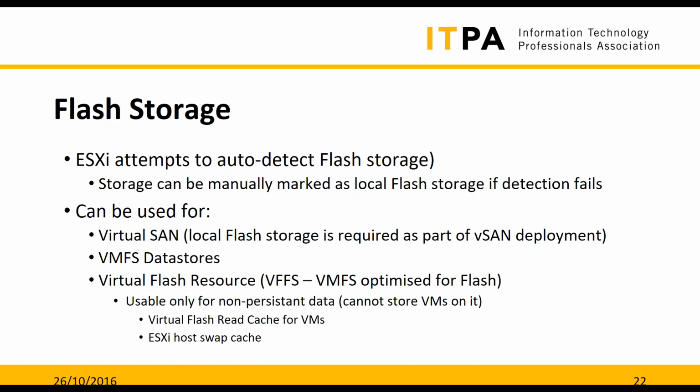You can use flash storage for standard VMFS datastores, so you have very fast datastores. If you have workloads that need high I/O, such as log files or data files sitting under transactional SQL databases, you can use flash storage for those. You can also create something called a virtual flash resource, which is basically VMFS optimized for flash. However, it's only usable for non-persistent data, so you would use it as a read cache for your VMs, or as swap cache for your ESXi hosts.